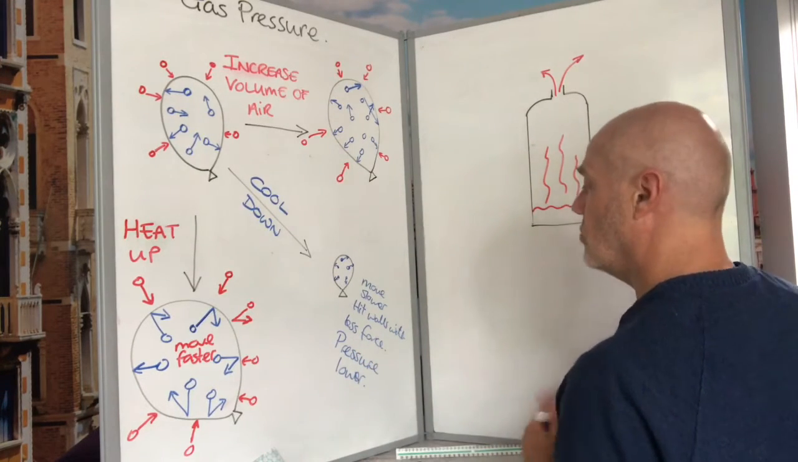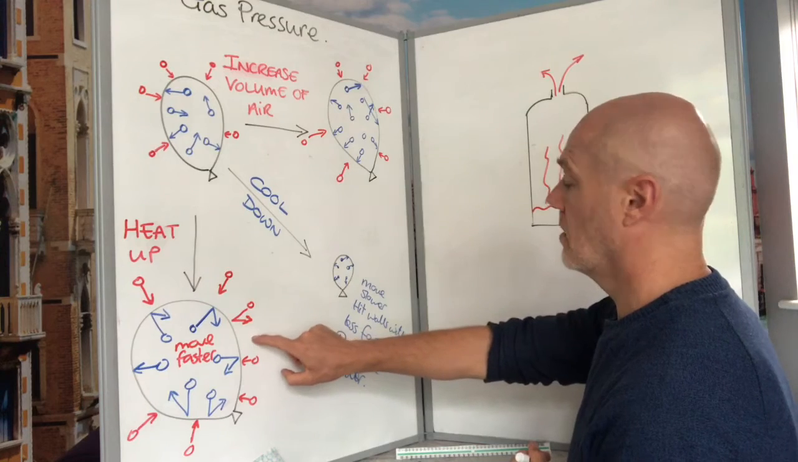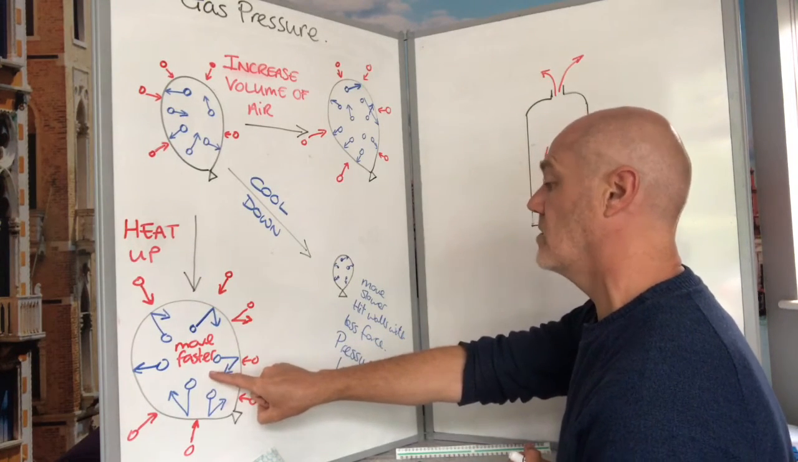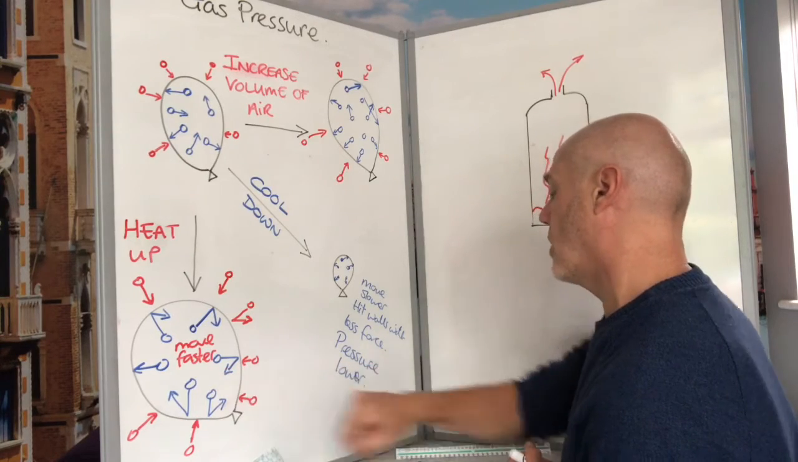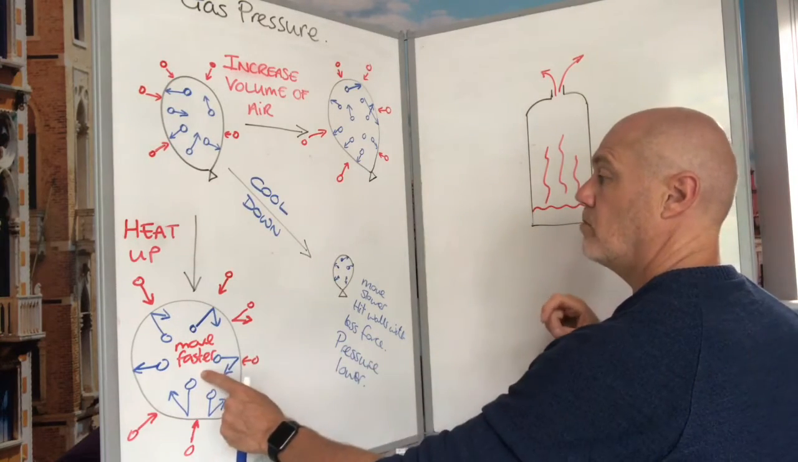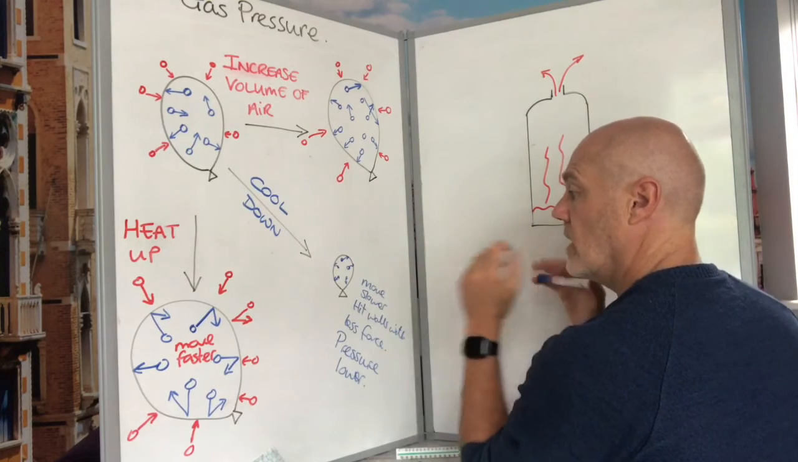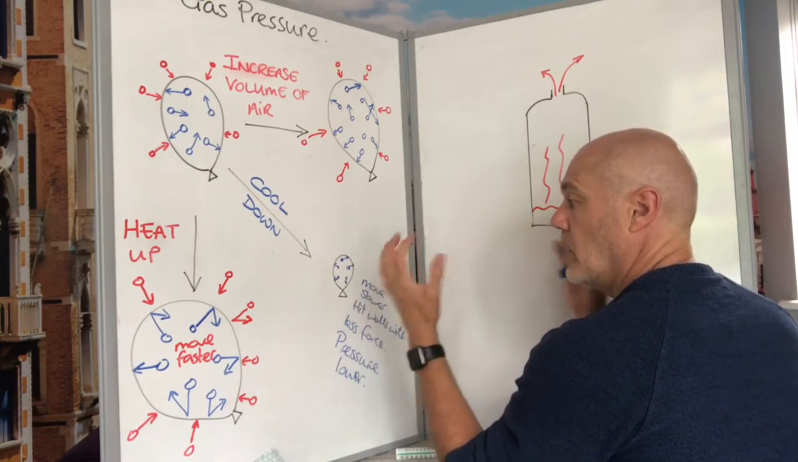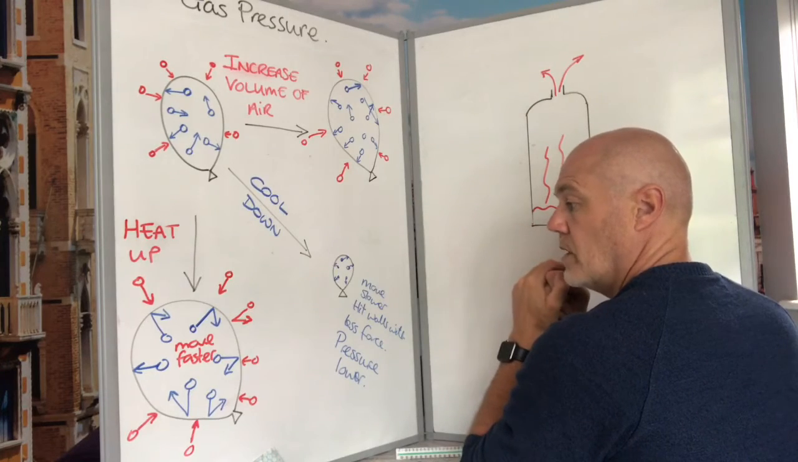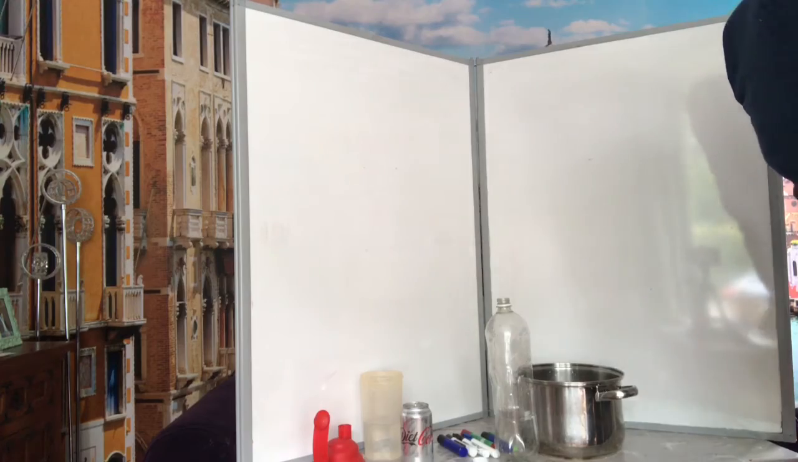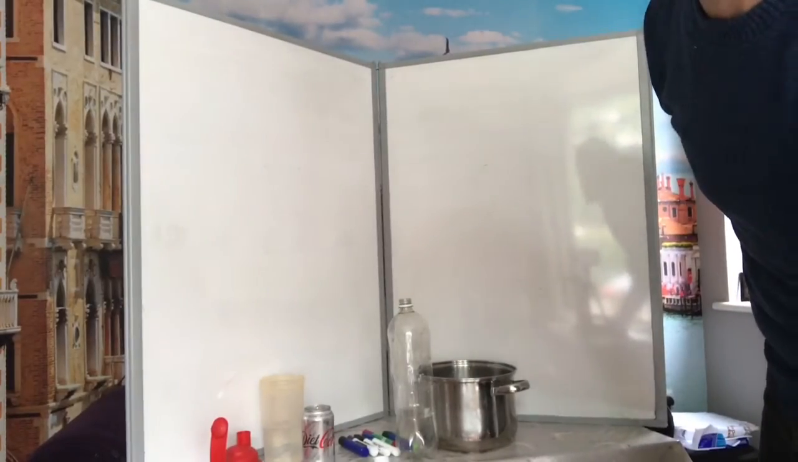Okay, so you use the reverse argument here, where particles move faster, greater force of impact on the inside, so therefore greater pressure. That makes the balloon bigger. Cooling it down makes the balloon smaller. Now you can try this by putting a balloon in a fridge or a freezer, and you'll notice it gets much smaller.